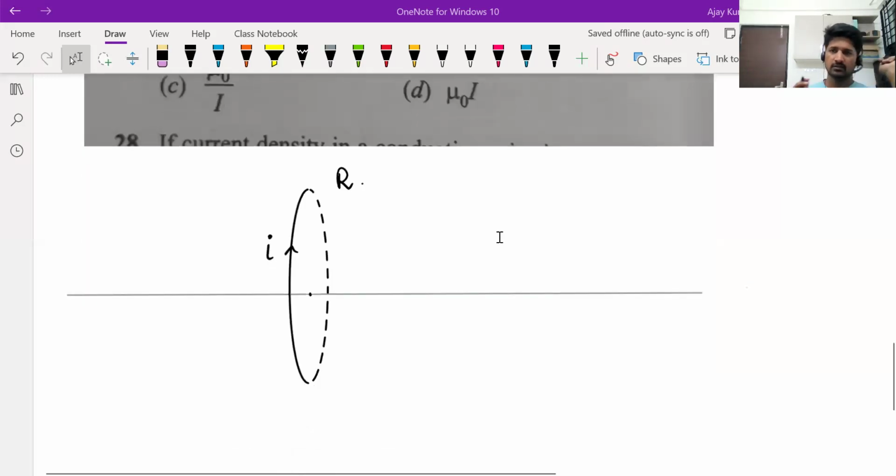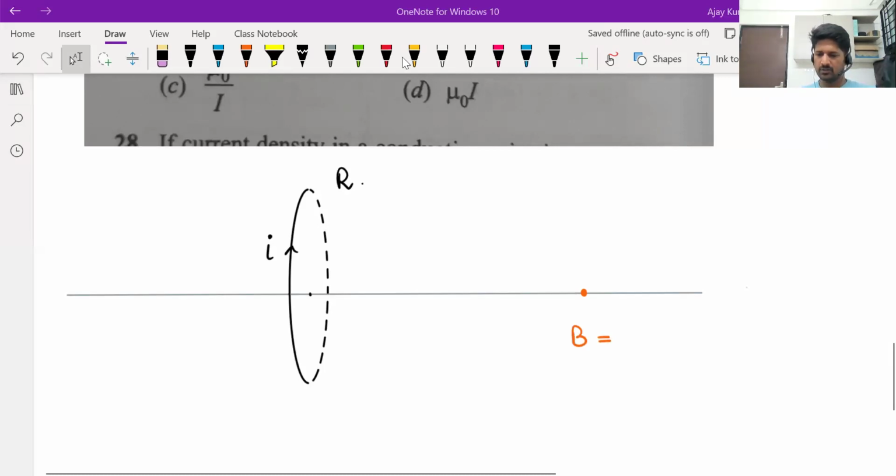What else can we do? Tell me, do we know the magnetic field along the axis of a circular loop, at any random point along the axis? Are you people revising or not? We derived the magnetic field on the axis of a circular loop.